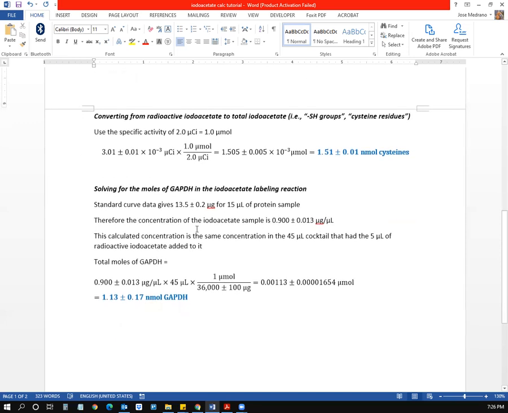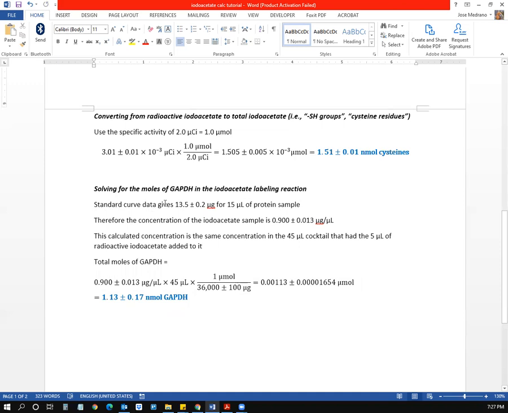The other part of the work, which is part of another prompt in your post-lab write-up, is solving for the moles of GAPDH in the iodoacetate labeling reaction. This one's a little bit more straightforward. You don't need to worry about too many conversions here. You just have to understand where everything is coming from.